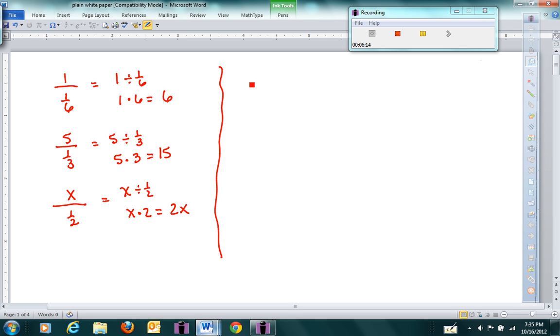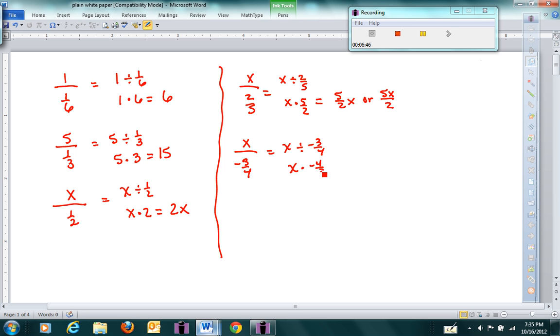So if you have x divided by 2/5, that is the same thing as x times 5/2, isn't it? So you could write that as 5/2 x, or you could write that as 5x over 2. What if you had x divided by negative 3/4? Well, that would be x times negative 4/3.